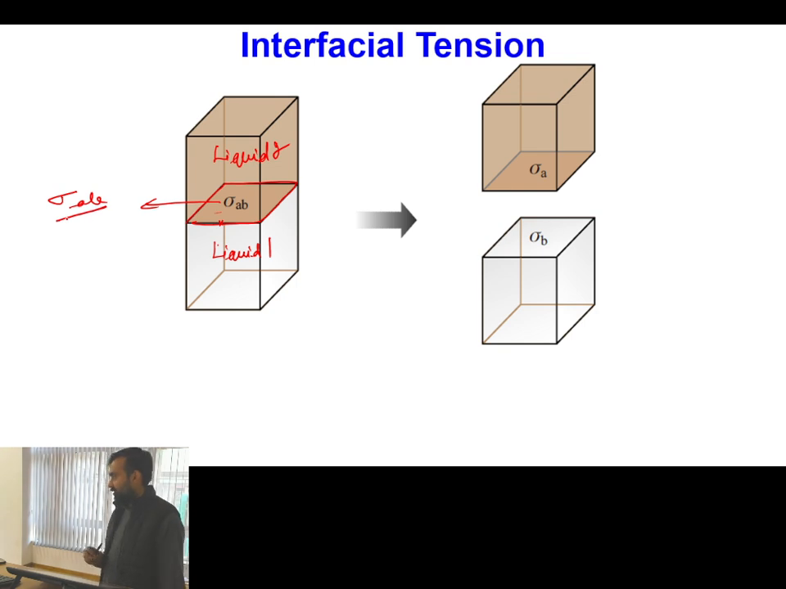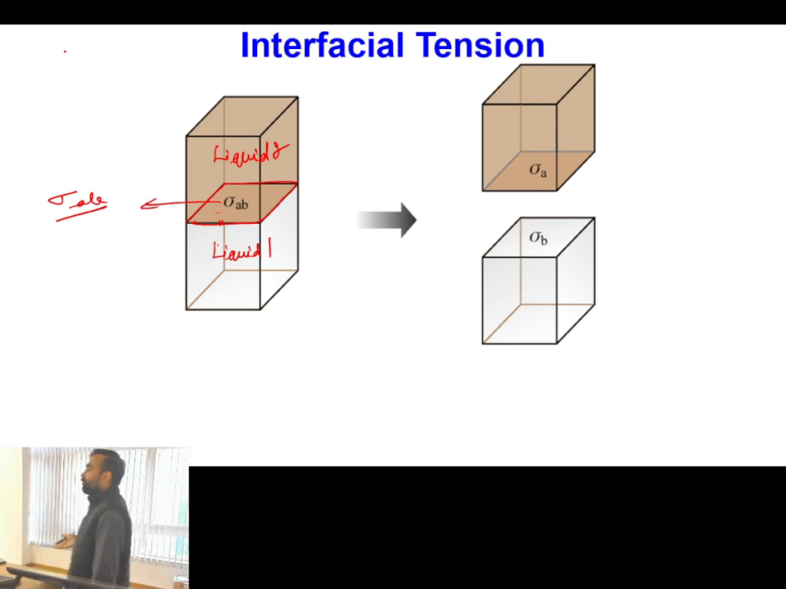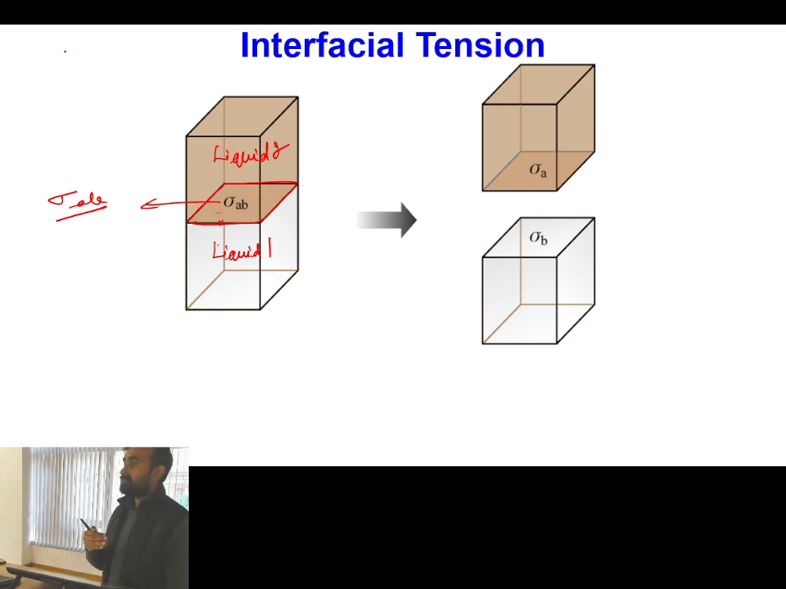interfacial tension. Typically you have to remember one thing: whenever the surface tension coefficient is measured in the surrounding of air, then it is called surface tension. But whenever the same coefficient is measured in the surrounding of some other liquid, then it is called interfacial tension. Here I have one liquid 1 and the other as liquid 2. So this interface is not in the surrounding of air, but in the surroundings of some other liquid. That's why I will call this coefficient interfacial tension. So this interfacial tension is sigma AB.